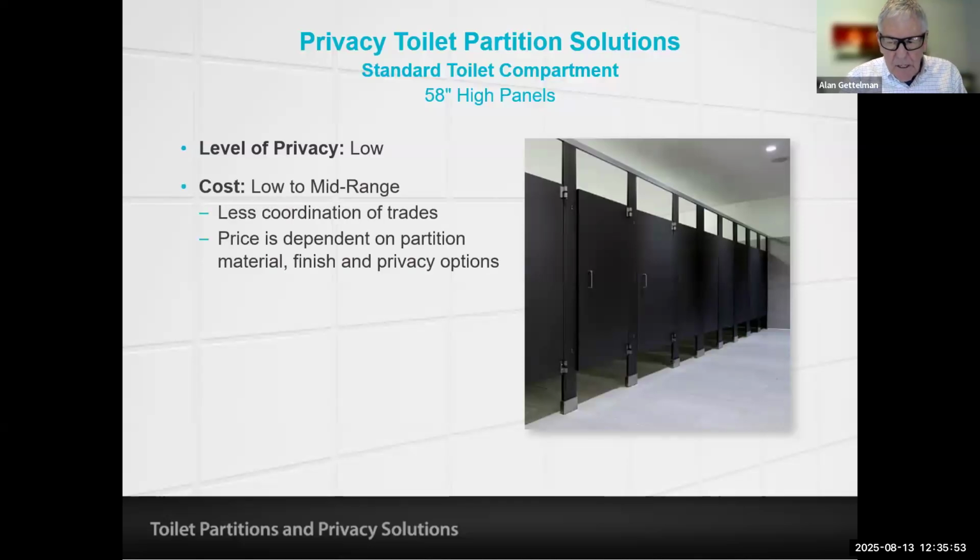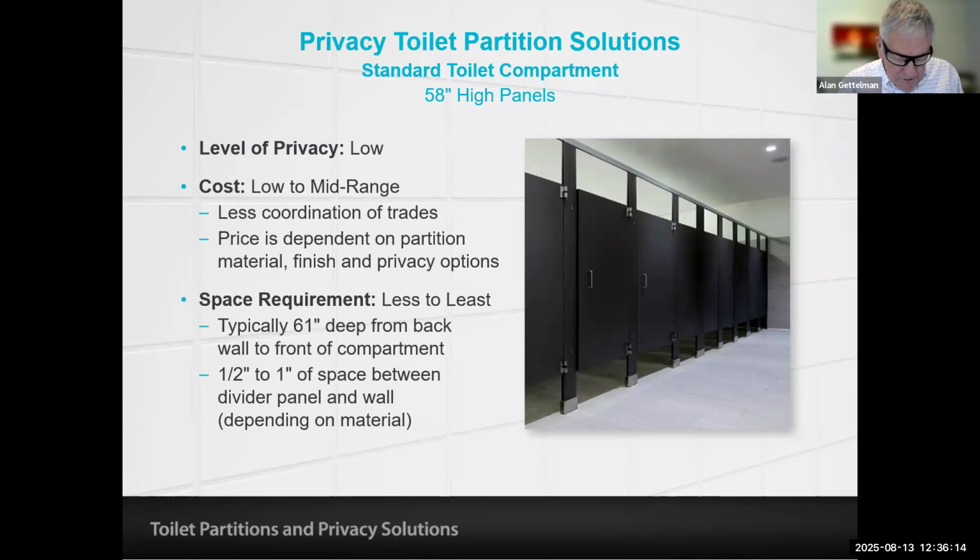The cost of the standard compartment is mid-range, and there is less coordination of trades for installing this type of partition. Increases in cost could come from a variety of materials, finish options, and privacy options. The standard toilet compartments take up the least amount of space. They are typically 61 inches deep from the back wall to the front of the compartment, and the space between the wall and the dividing panel can be as much as a half inch to an inch, depending upon the partition material. That's at the dividing panel at the back wall.